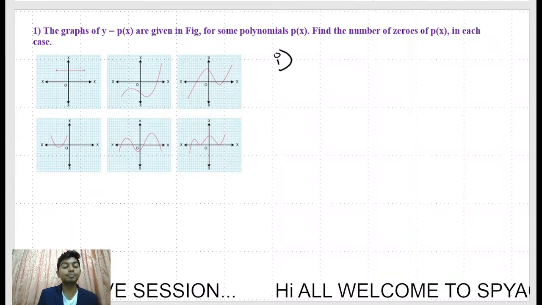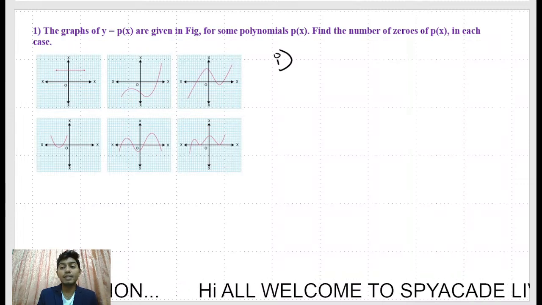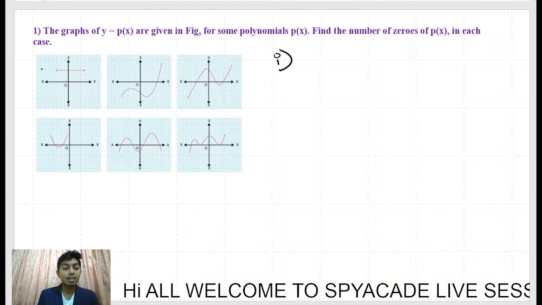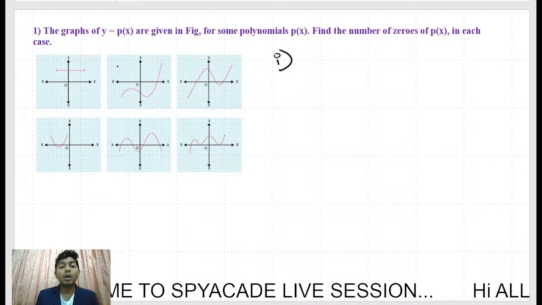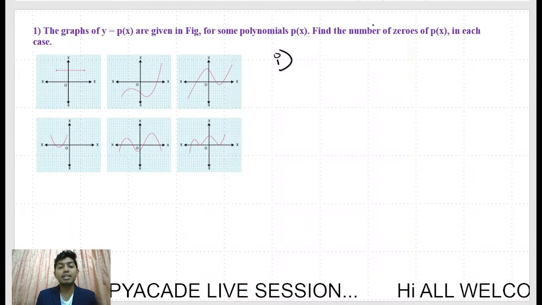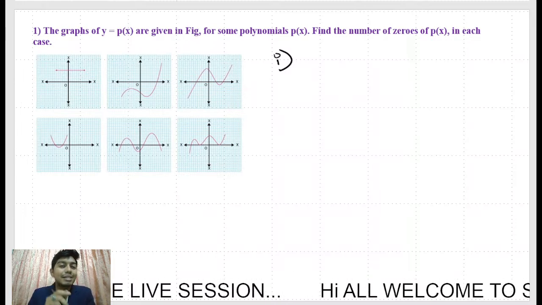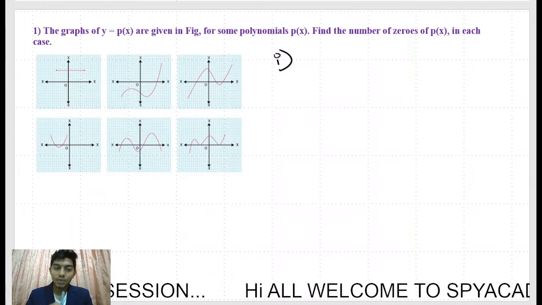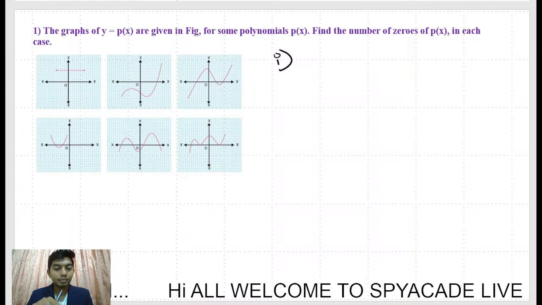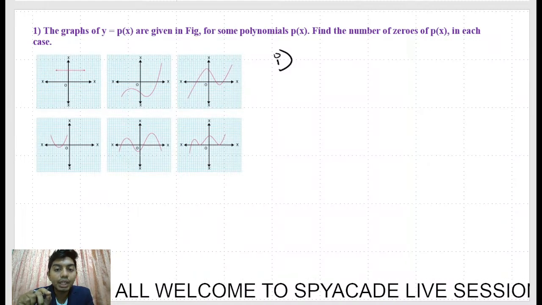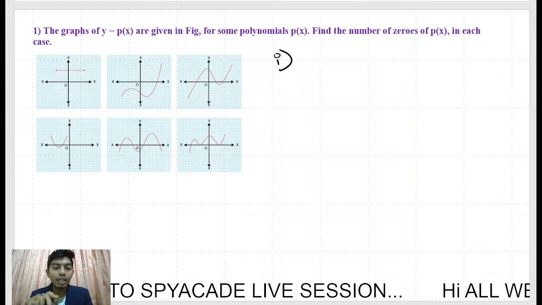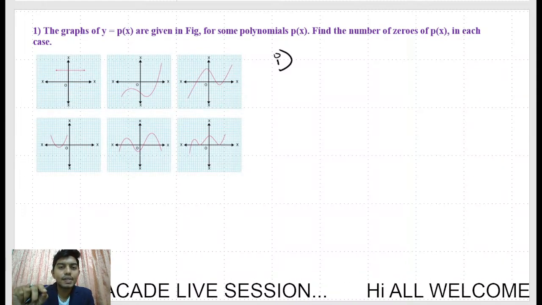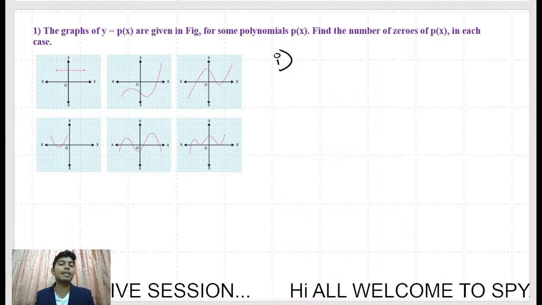The first one, just look into the first graph which you can see here. Hope you all can see this graph. Whenever you are finding the number of zeros, you have to check only one thing: in how many points the graph is crossing or touching the x-axis.